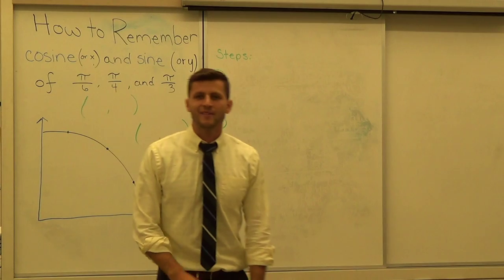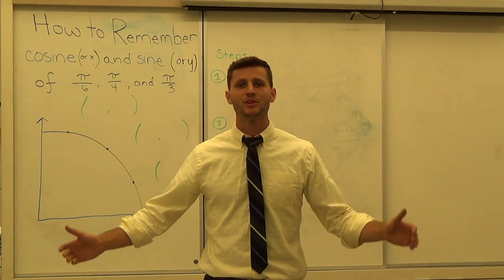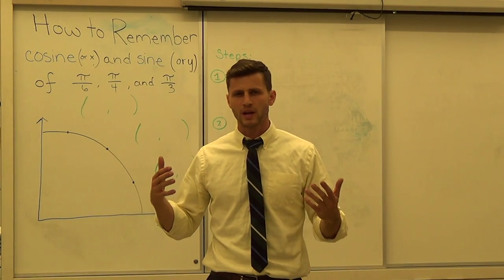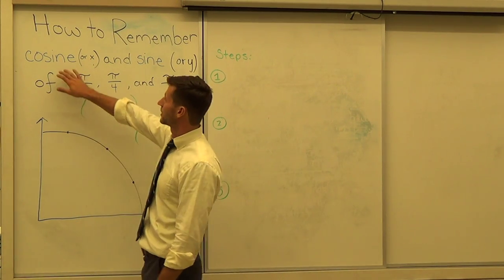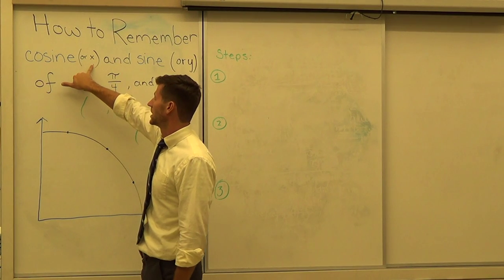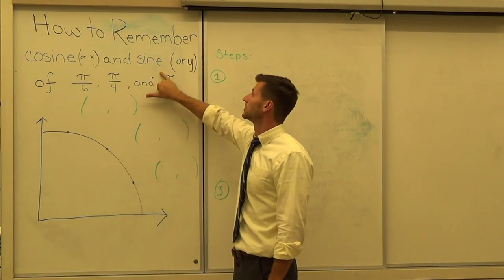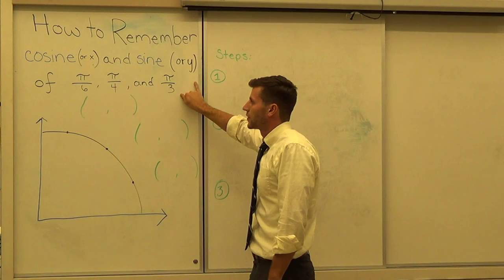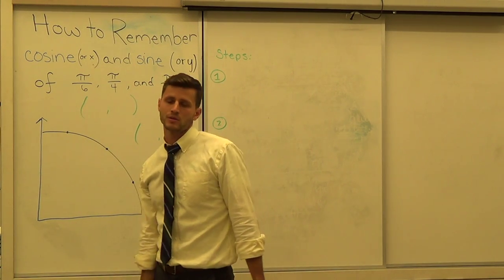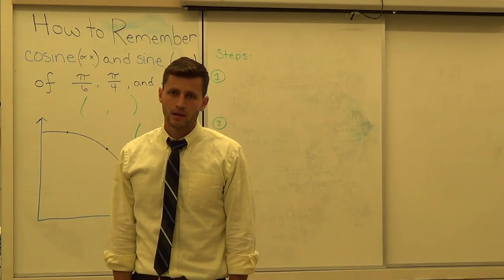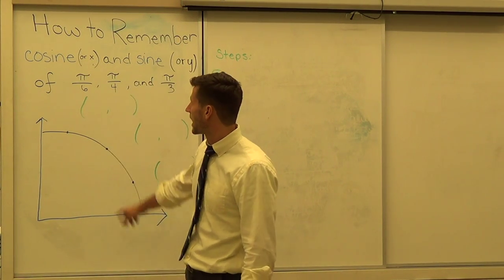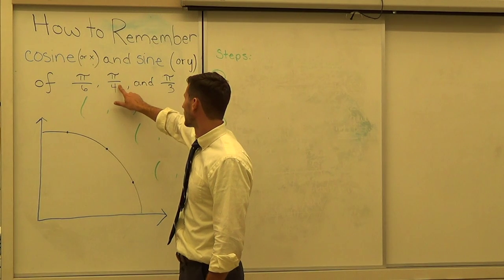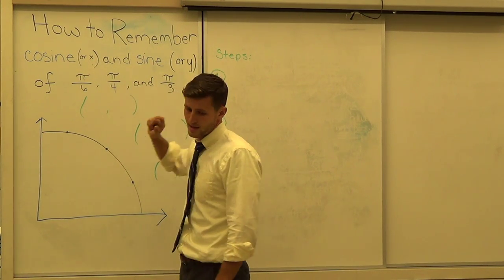Okay, in this second video about the unit circle, I'm going to go over a trick, or just a strategy, for remembering the cosine value, so the x coordinate, and the sine value, so the y coordinate, of three really common angles that you see in the unit circle, and they're the building blocks for all the other angles that you'll see, and those are pi over 6, pi over 4, and pi over 3.